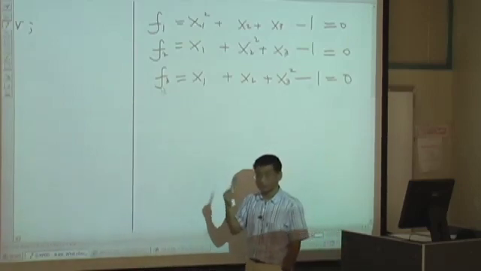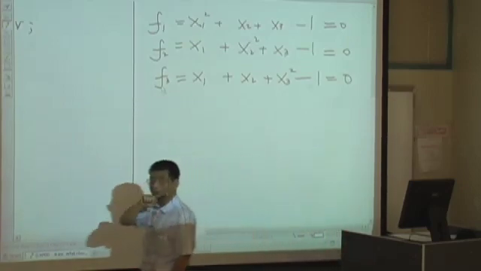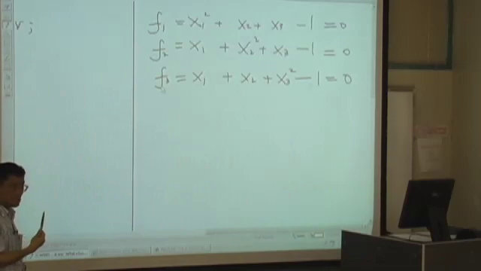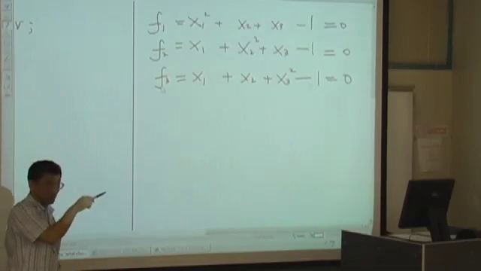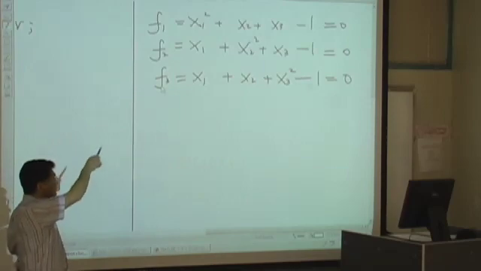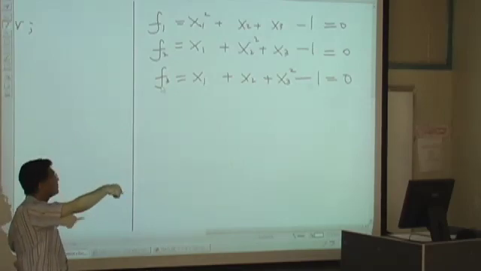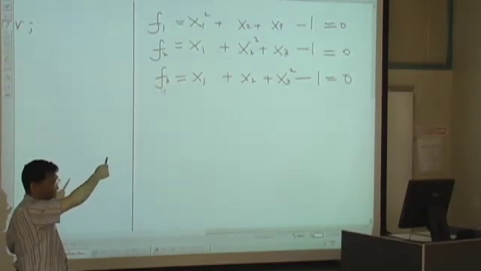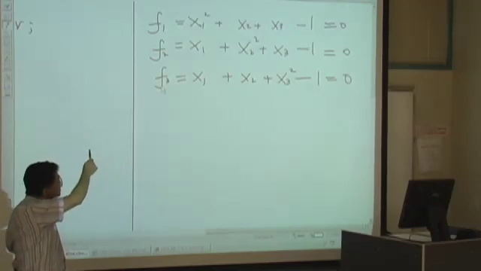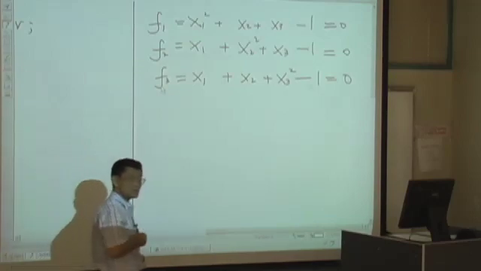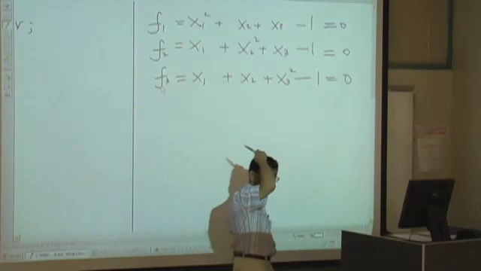So when you want to use Newton's method, you should convert the problem into this pattern, having 0 on the right-hand side. When you use iteration, you should have the pattern x equals something. But when you use Newton's method, you should have this pattern. In other words, f1 is not x1 squared plus x2 plus x3. It should be those things minus 1. So this is the part you should be careful about.